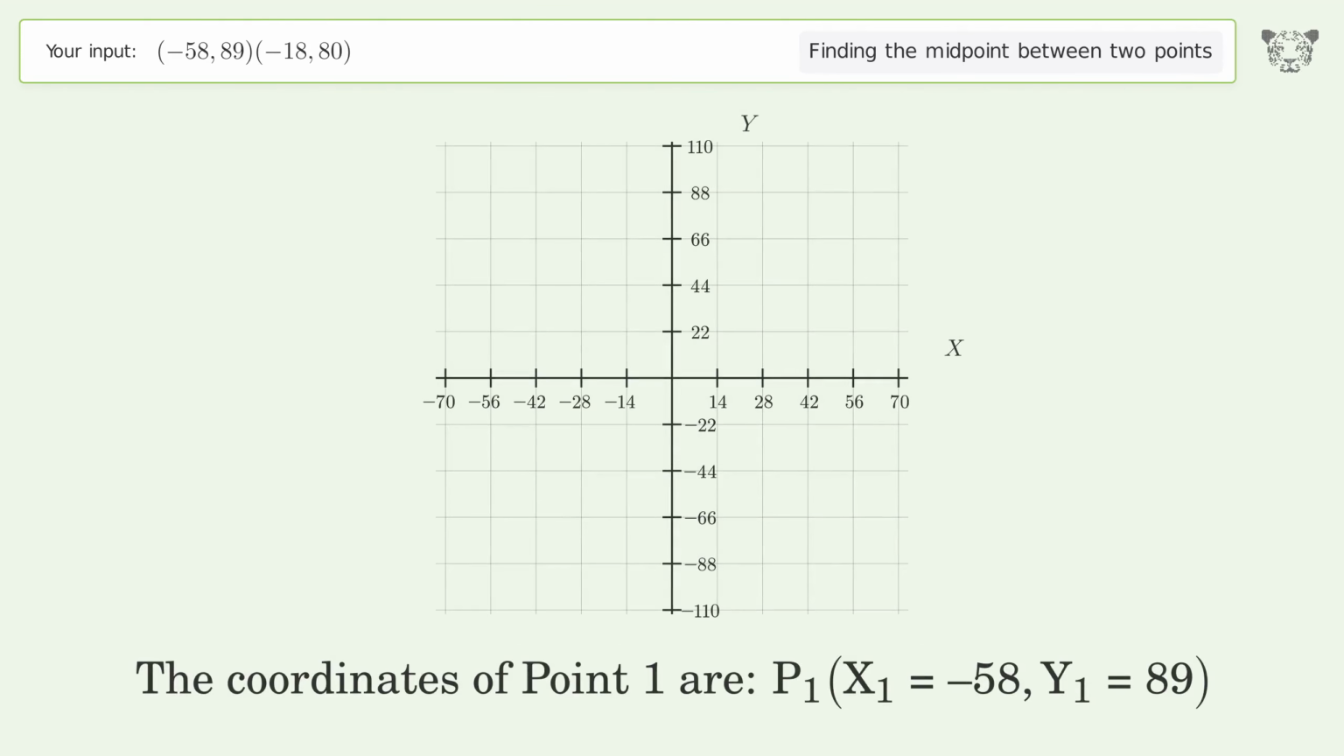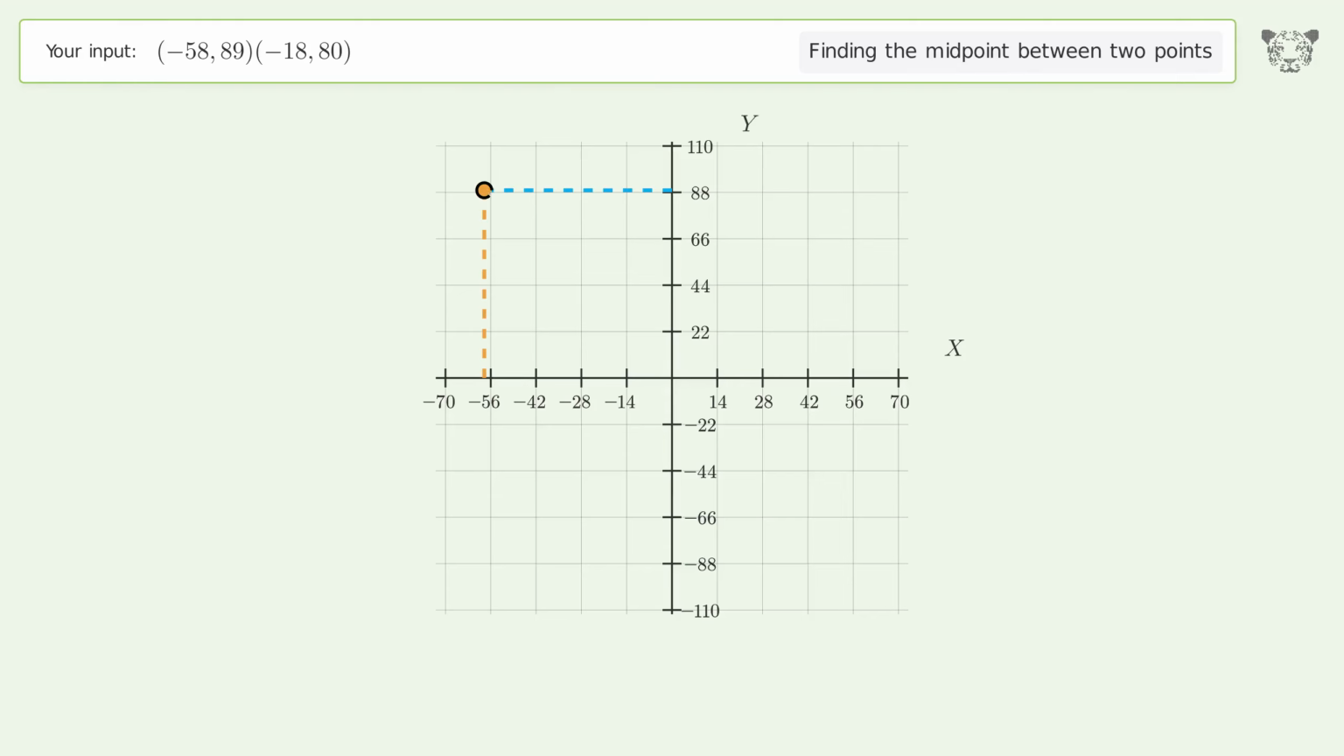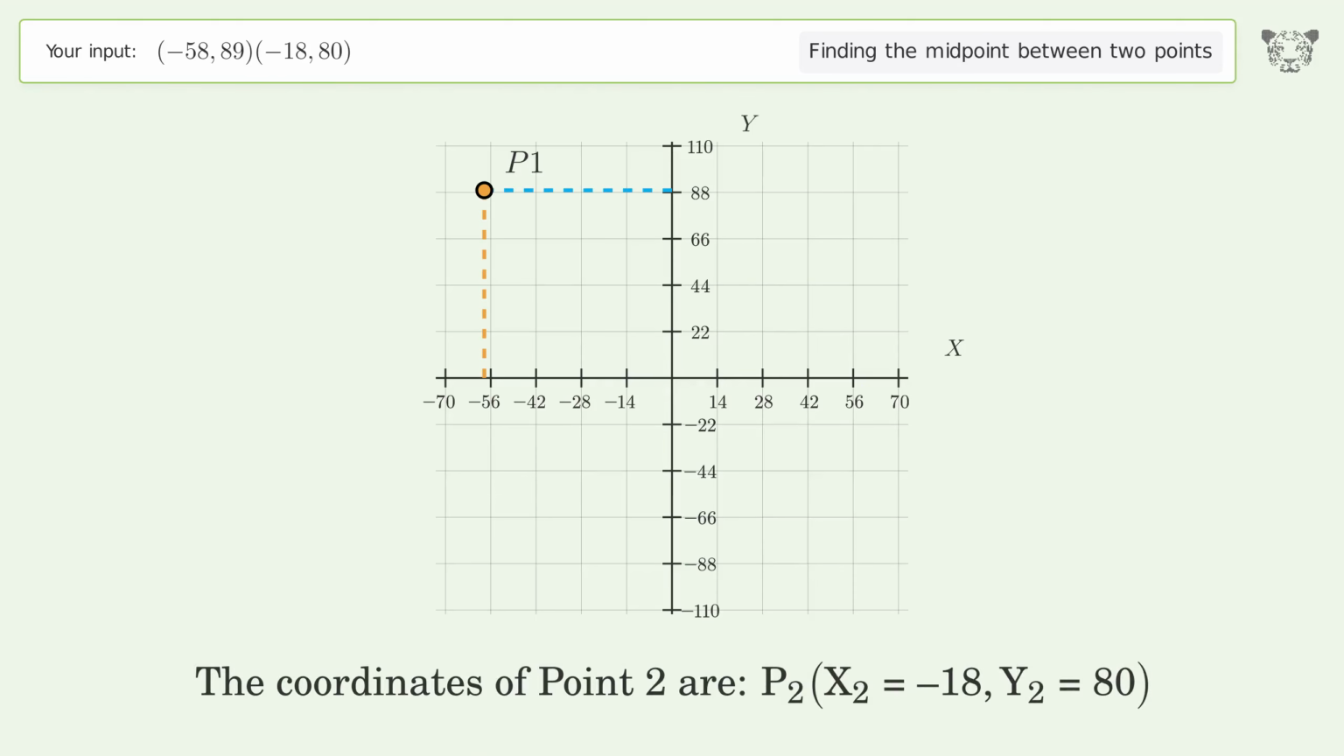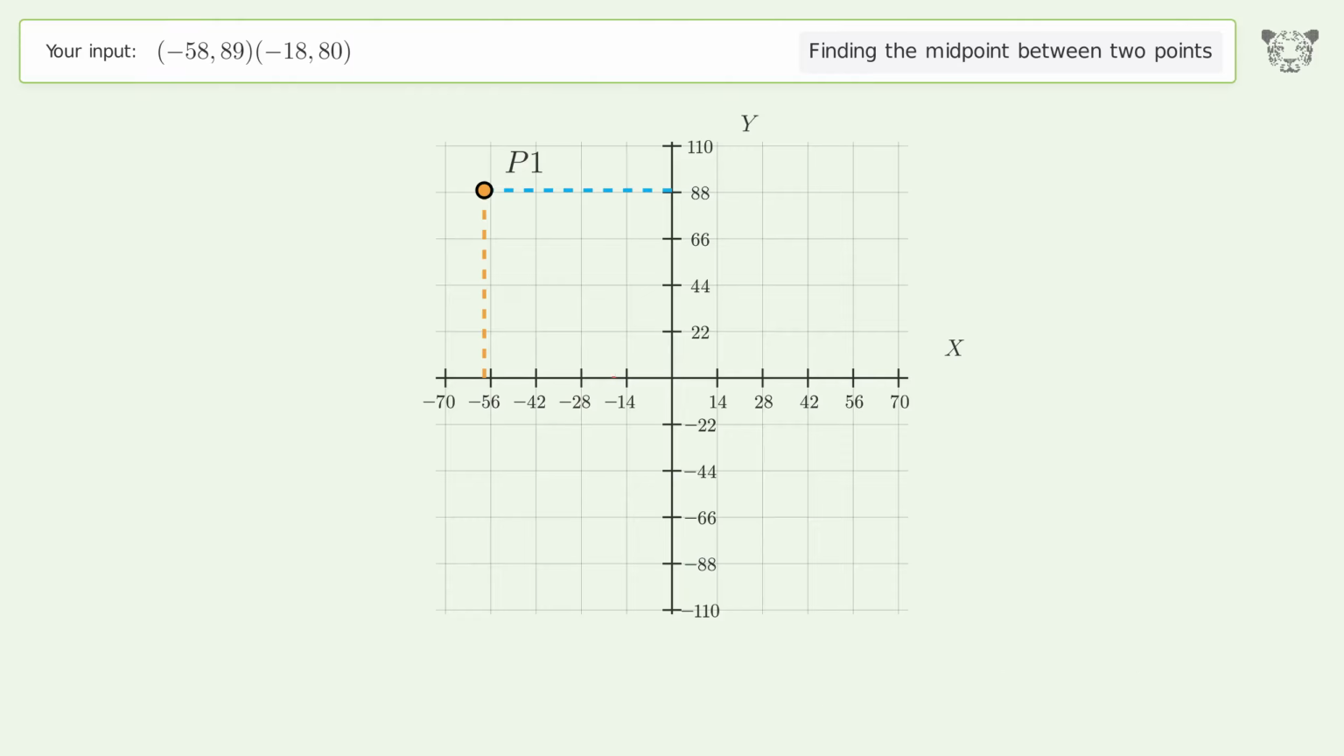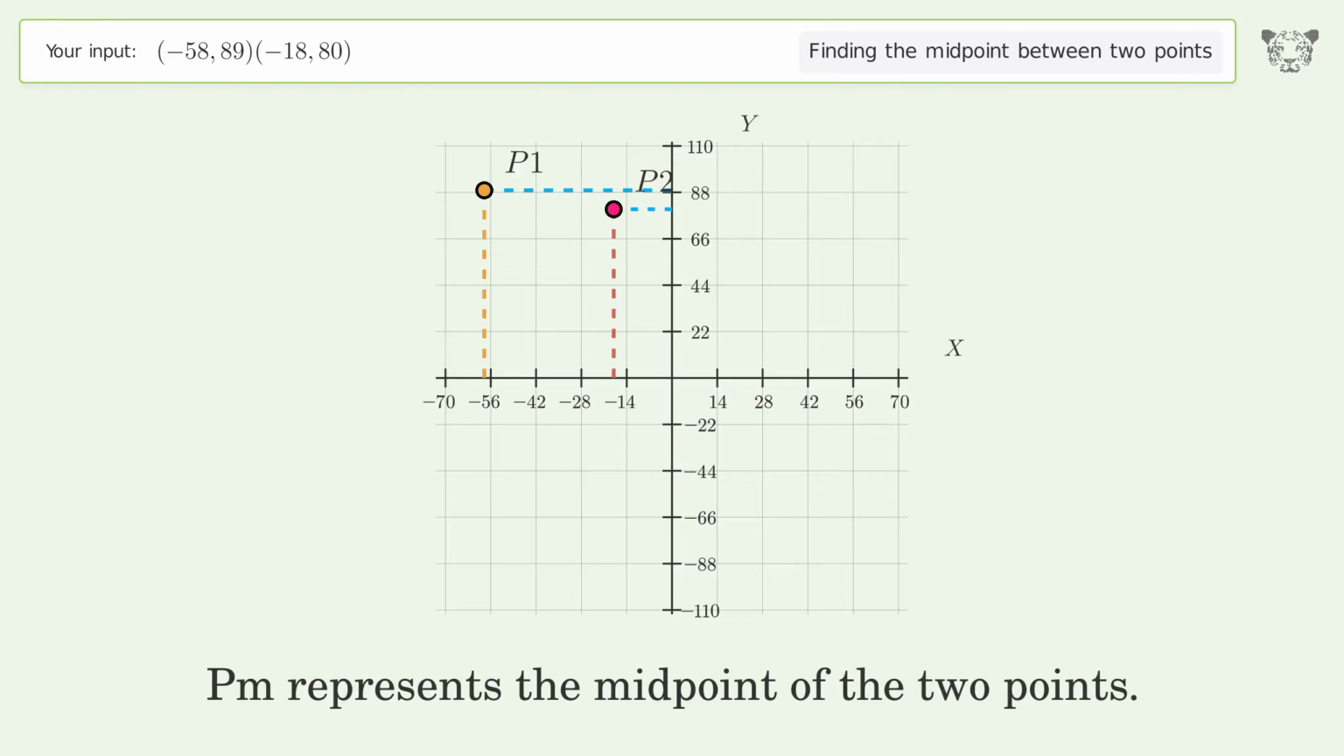The coordinates of point 1 are x1 equals -58, y1 equals 89. The coordinates of point 2 are x2 equals -18, y2 equals 80. PM represents the midpoint of the 2 points.